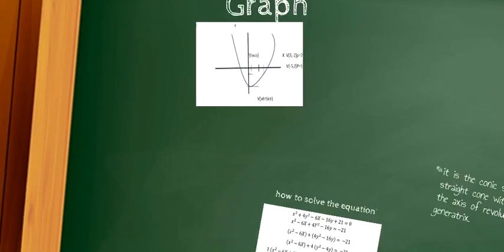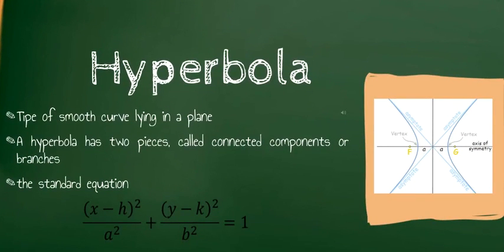A hyperbola is a type of smooth curve lying in a plane, defined by its geometric properties or by equations for which it's the solution set. A hyperbola has two pieces called connected components or branches that are mirror images of each other and resemble two infinite bows. The hyperbola is one of three kinds of conic section, formed by the intersection of a plane and a double cone.